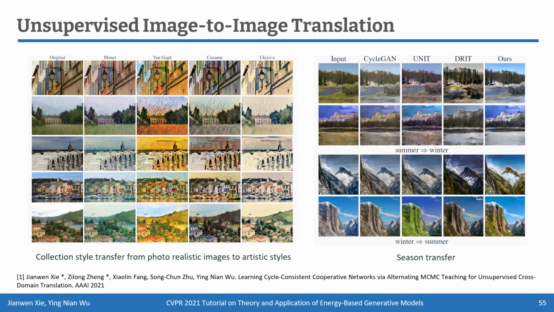Here are some results of unpaired image-to-image translation by the cycle-consistent generative cooperative network. Results shown on your left-hand side are style transfer from photorealistic image to artistic style. The results displayed on your right-hand side are season transfer between summer and winter.